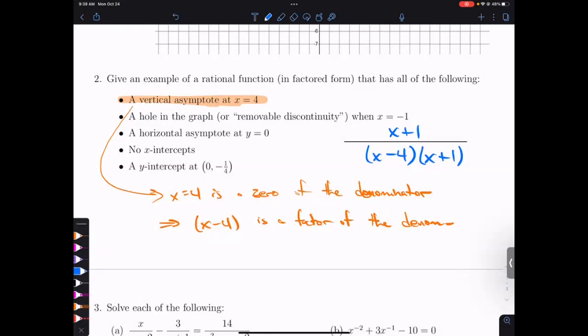Oh, okay. So that part just took care of itself, right? I don't need to do anything else to adjust that. No x-intercepts. x-intercepts would come from where the top is 0. That just happens at -1 here. But we already know -1 is actually a hole in the graph, so it's not an intercept. It's not a point that it goes through because it's not defined there. Okay, so that part took care of itself too. Y-intercept at (0, -1/4). Plug 0 into this, what do you get?